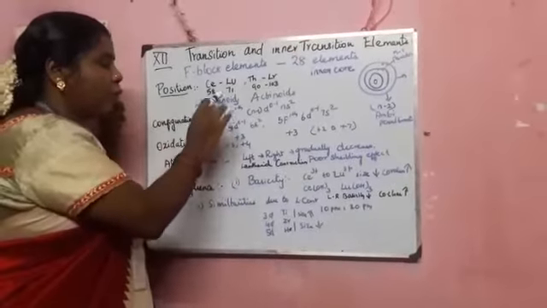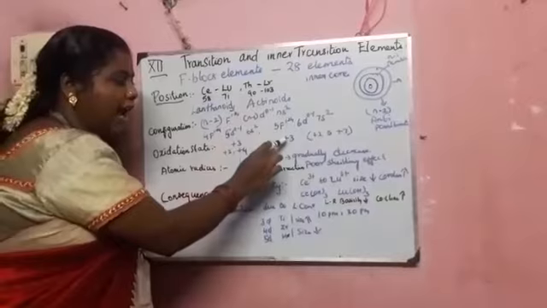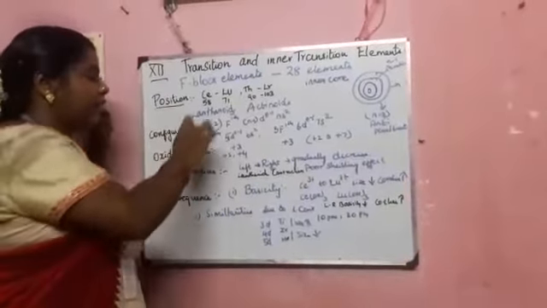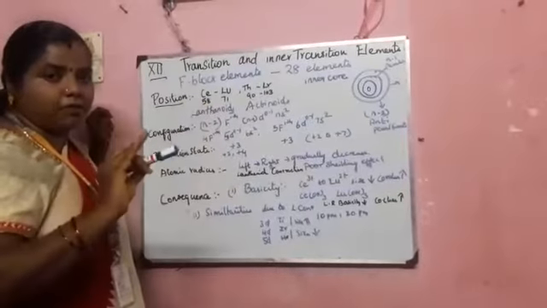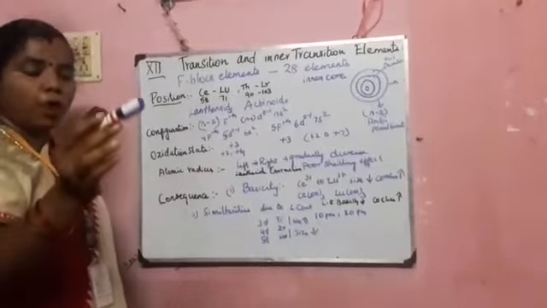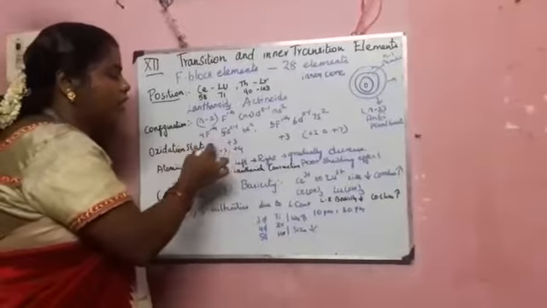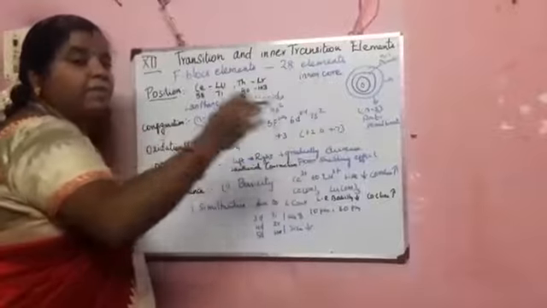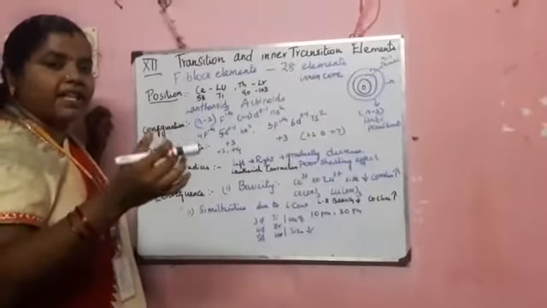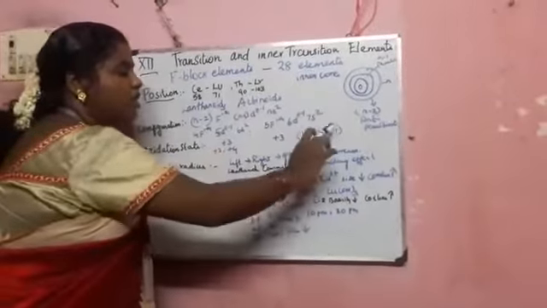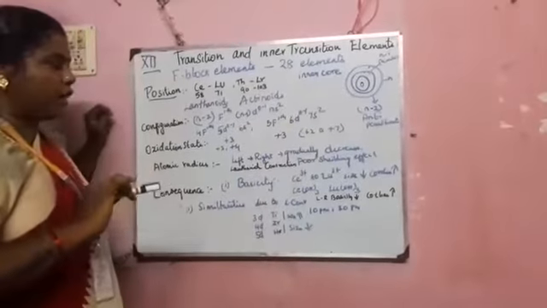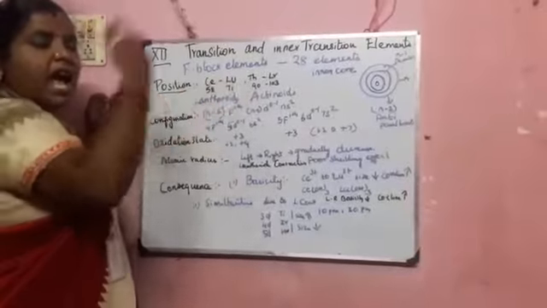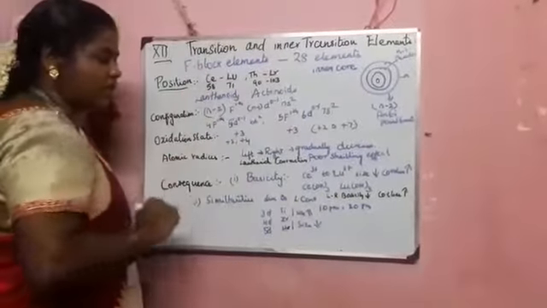Here +3 for both the lanthanoids and the actinoids, +3 will be the common oxidation state. Other than that, for the lanthanoids, +2 and +4. So starting from +2 and up to +4, this is the oxidation state of lanthanoids. And starting from +2 to +7, that means +2, 3, 4, 5, 6, 7, these are all the oxidation states for actinoids. Okay. So generally it will have +3 only, the common oxidation state. Other than that, it shows some variable oxidation state also.